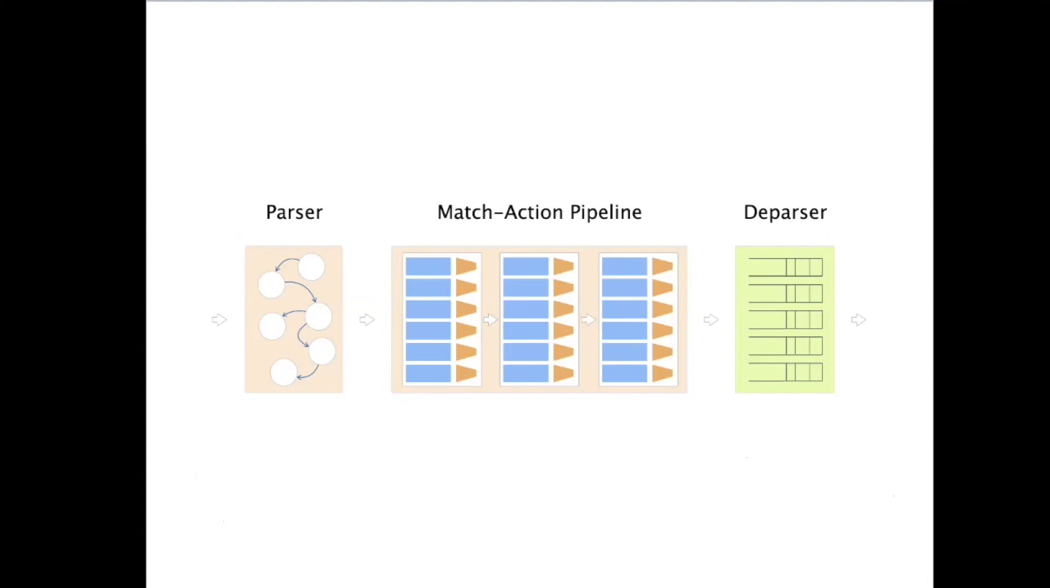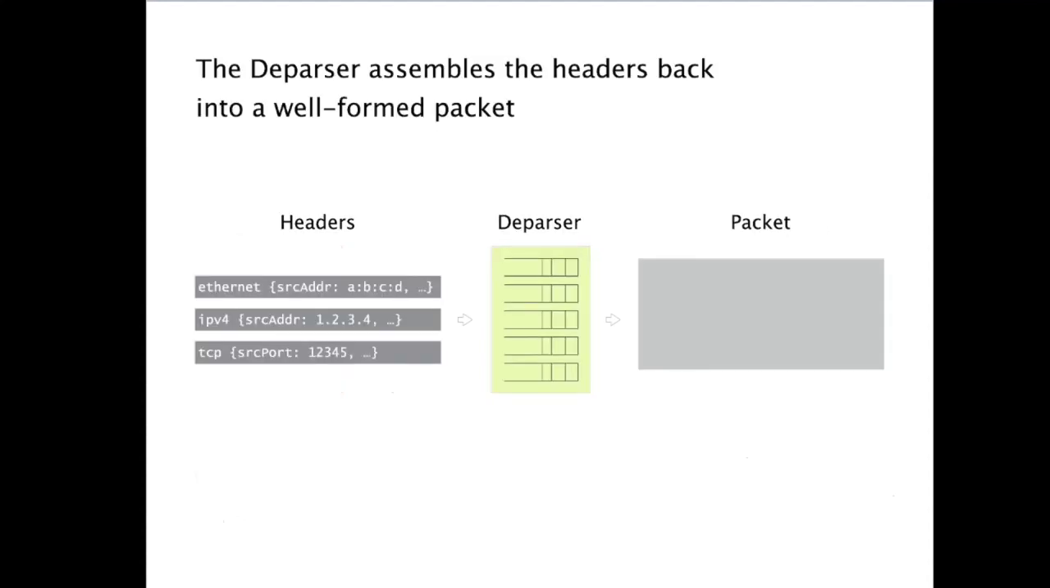All right, so that's the action pipeline for a router. And then let's look quickly at the deparser. So the deparser. Laurent, 1 second.